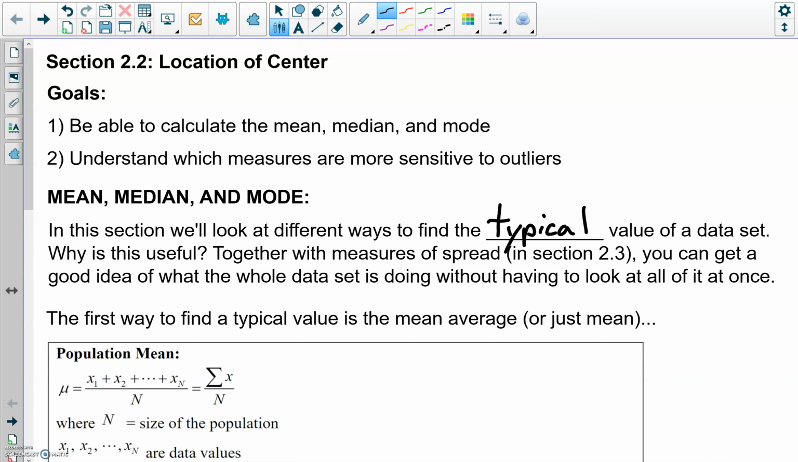of a data set. Why is this useful? Well, together with measures of spread that we'll see later, you can get a good idea of what the whole data set is doing without having to look at all of it at once. So all of these measures, mean, median, mode, are going to give you some idea of what's maybe in the middle of the data set or what you see the most often. And then we can put some things like range or standard deviation with that, or quartiles as we'll see, and we'll be able to get a really good idea of what all the numbers in the data set are doing and what sort of numbers to expect overall.